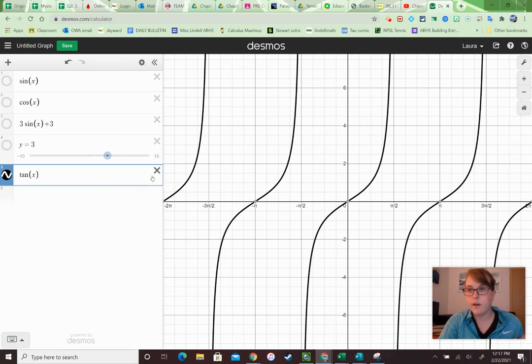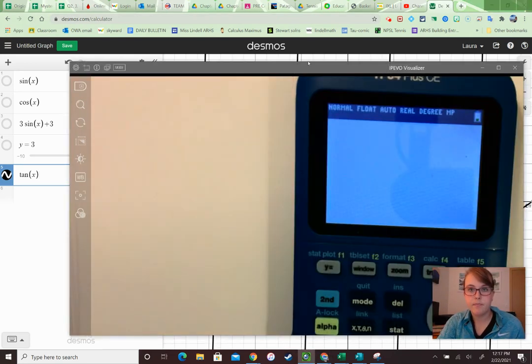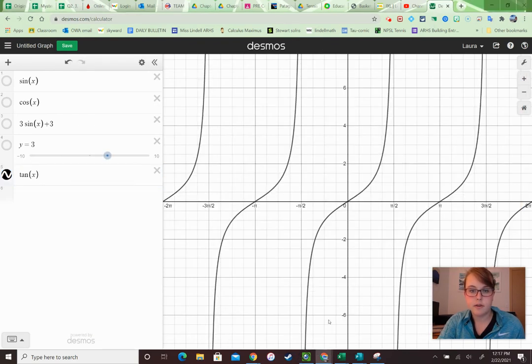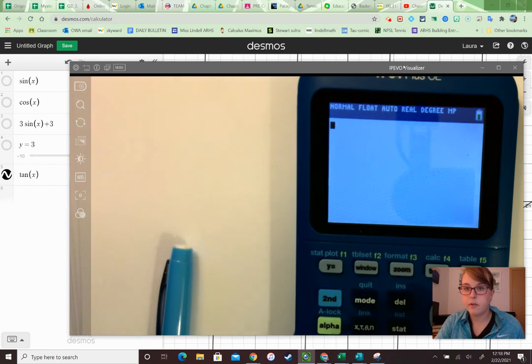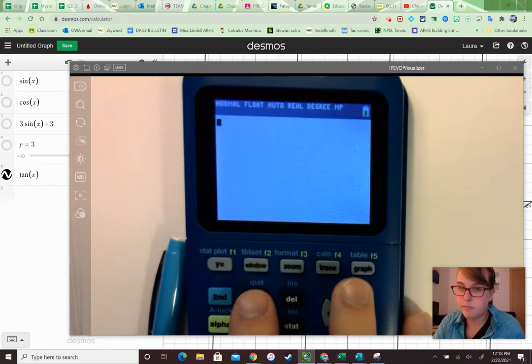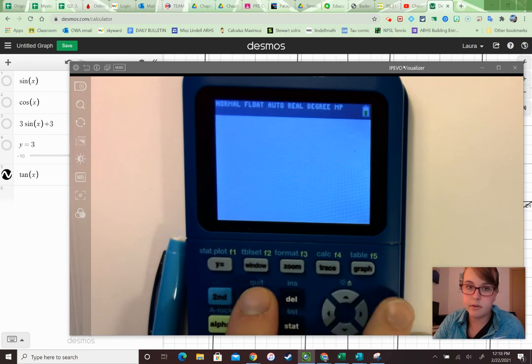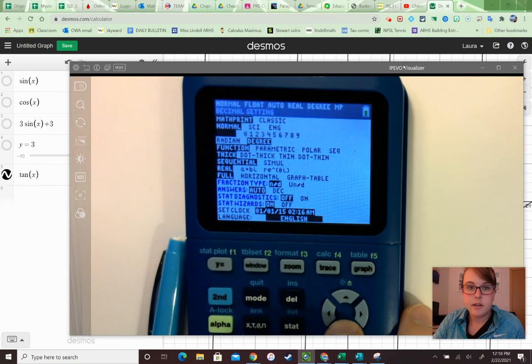The other thing I wanted to show you all, if you are working with a TI calculator instead for graphing purposes, I'll show that as well. So if you're working with a TI calculator, just make sure it's in Radian mode instead of degree mode. So you click mode, because notice mine's in degree. And you want to hit enter on Radian mode.